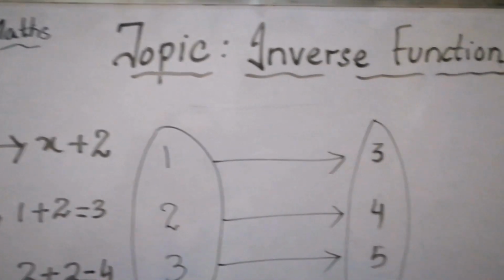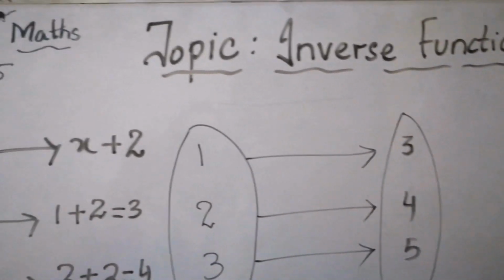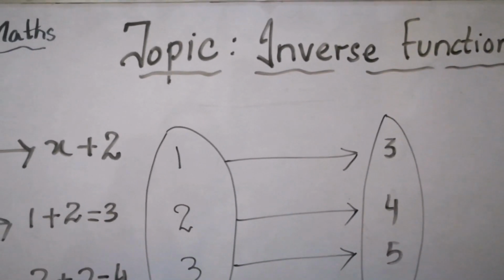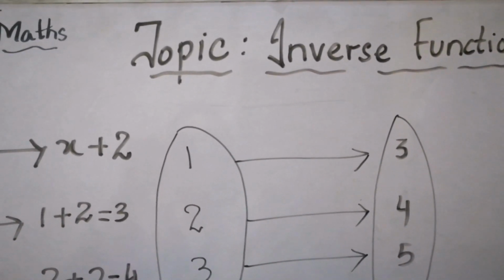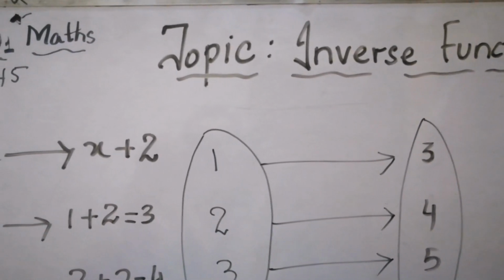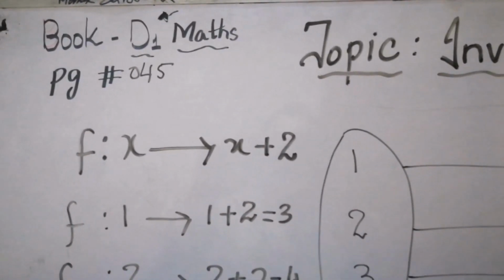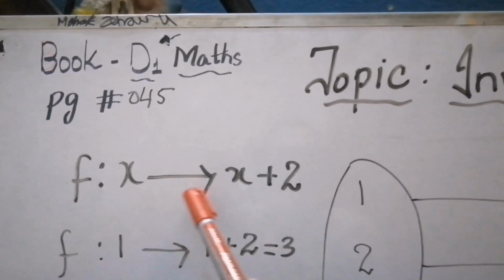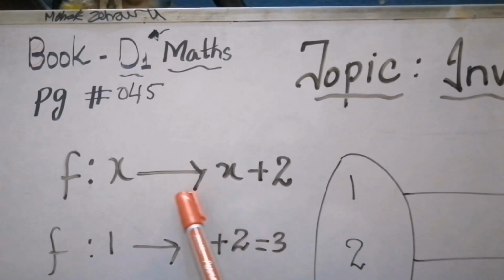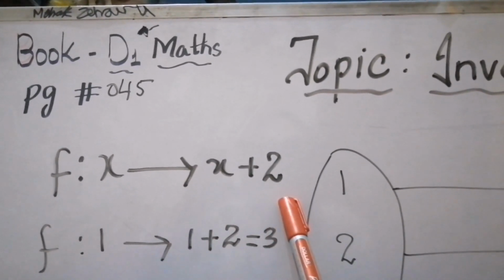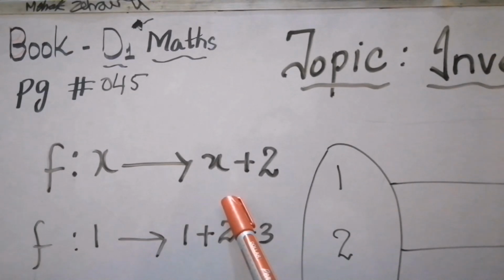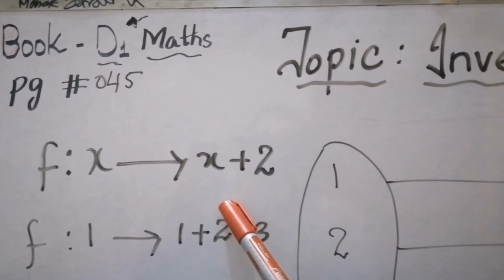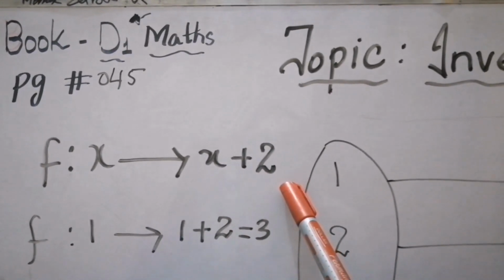Topic is inverse function. Okay, dear students, before going to read about inverse function, I will tell you what a function is. A function is an expression in which we have one or more than one variable. For example, here we have f of x equals x plus 2. Here we have only one variable in this expression. This is a function. Before going to explain inverse function, I will tell you how to get a function.